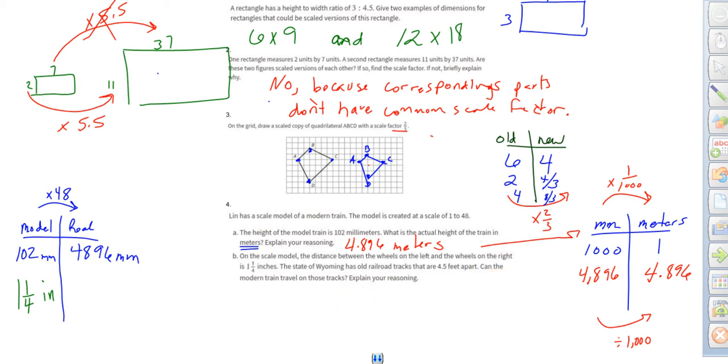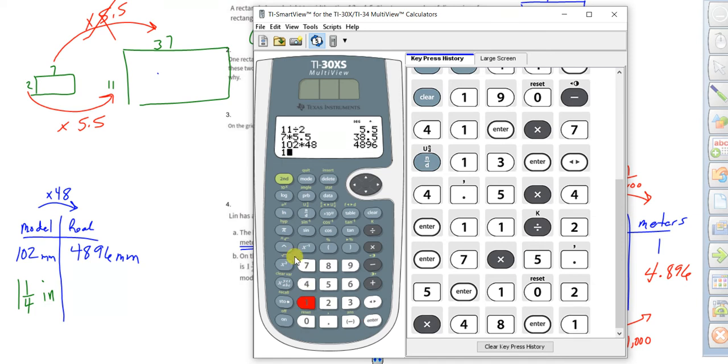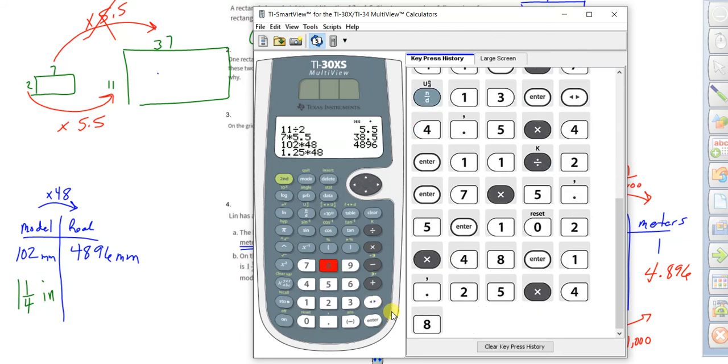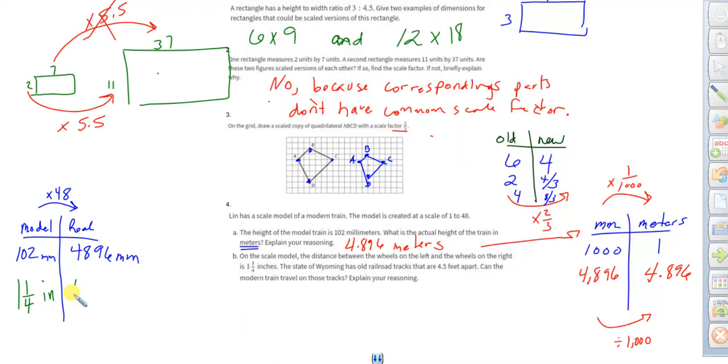We need to do 1 1/4, which is the same as 1.25. Okay, that's this number, multiplied by our scale factor, 48. We are in inches, so 60 inches apart in real life. We need to do a quick conversion for feet and inches. We know that in 1 foot there are 12 inches. Therefore, 60 inches requires us to have 5 feet. So the wheels on the real train that he has the model of are actually 5 feet apart, not matching the 4.5 feet. So can the modern train travel?